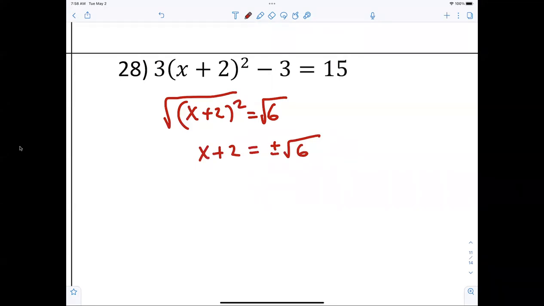Everybody good with that? And then your final answer is just to say x is equal to what? But traditionally, we just put the rational number before the irrational number. All right, so it's better to say -2 plus or minus square root of 6, but if you put it the other way, it's not a big deal. So those are the 2 solutions. Everybody agreeing with me on that?